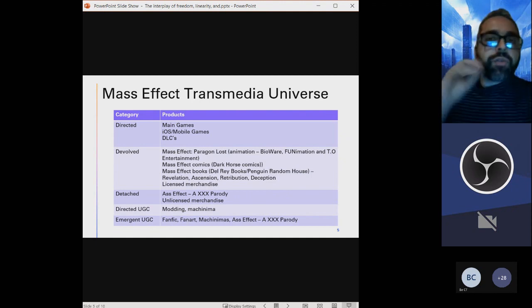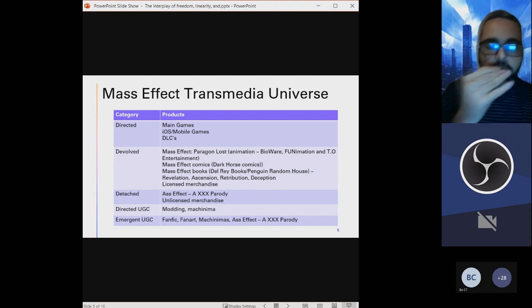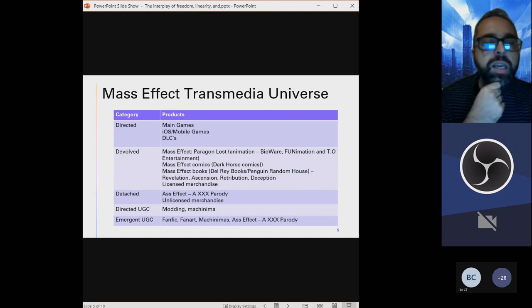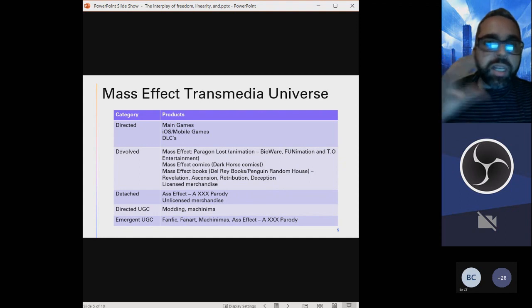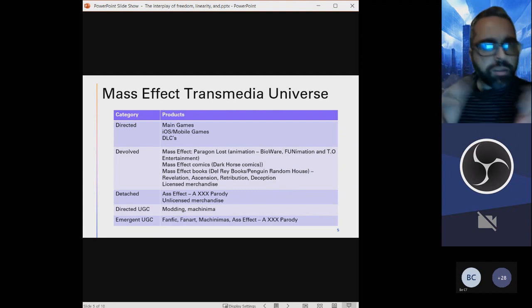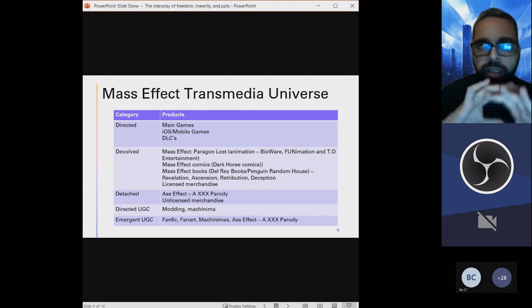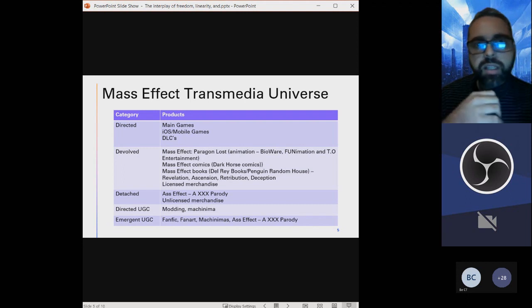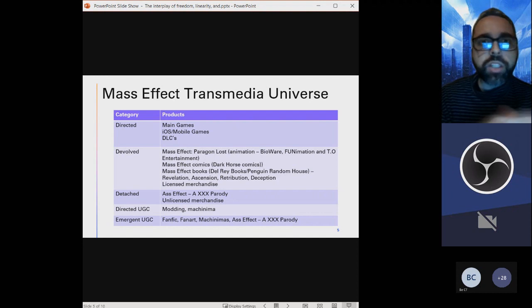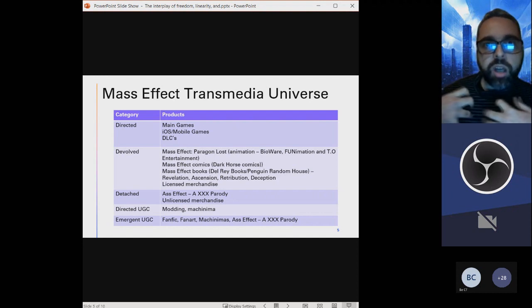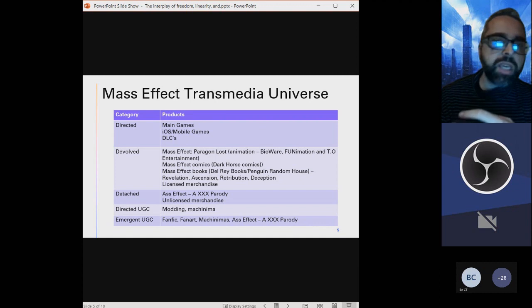We have the detached transmedia that still uses a lot of the IP. While with directed and devolved, the legal matters of the IP, the intellectual property, are very well made, so you have the contracts and very clear definitions of the boundaries and who gets what money, etc., for detached transmedia, not so much. But you still see a lot of references to the IP, including official stuff of the IP, but they are not directly connected to BioWare.